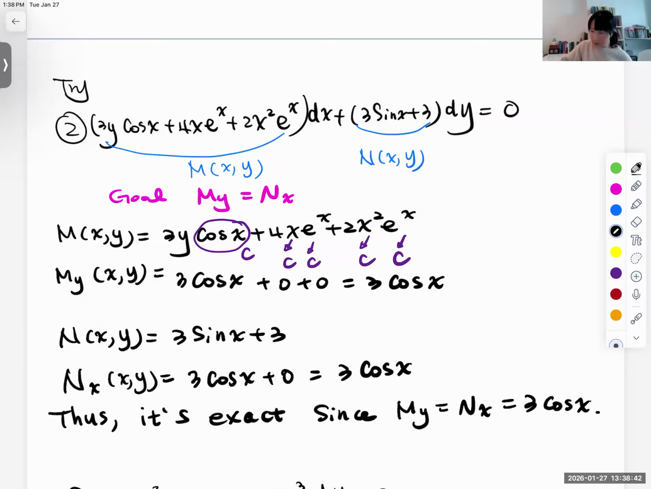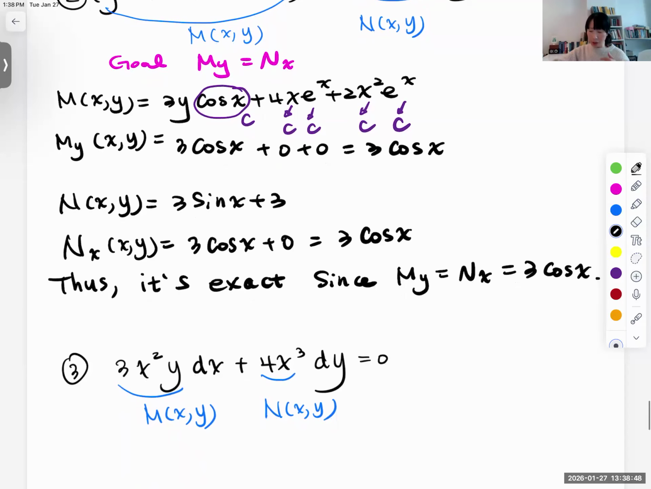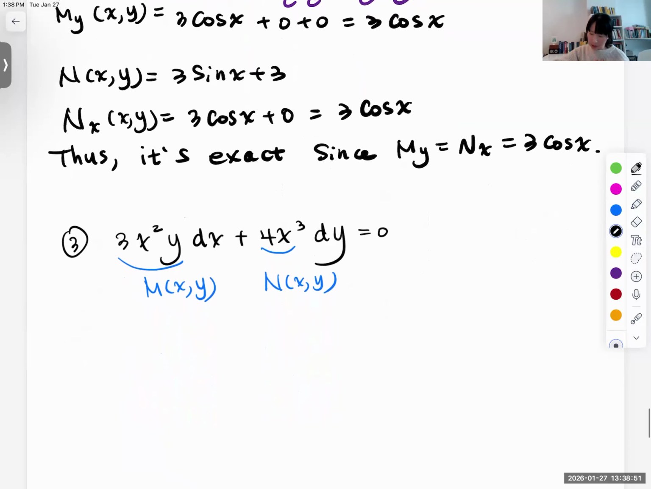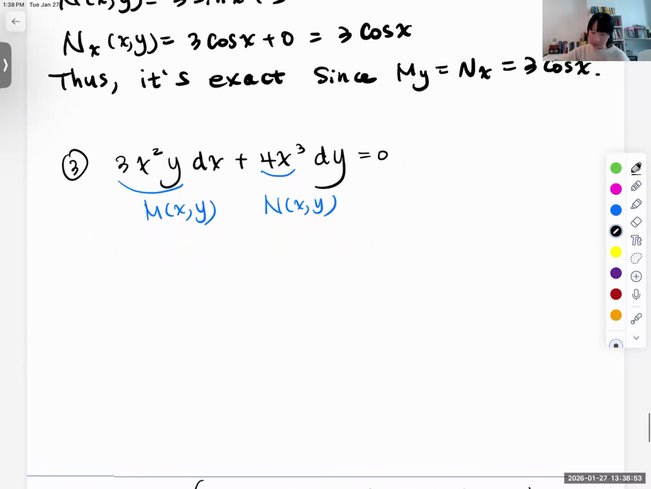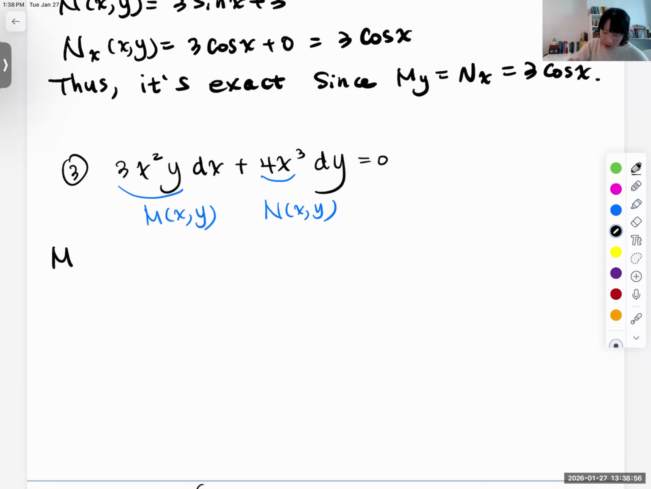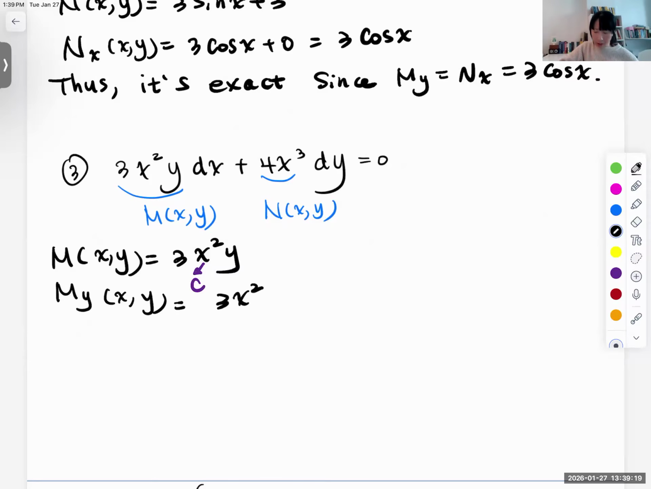3 cosine x. Okay. So the last one for this kind of equation, right? So we have that. Okay, let us do this. All right, so M of xy equal to 3x squared y. All right, so the partial derivative with respect to y. So we get 3x squared constant, and then y, the derivative of y is 1, right?